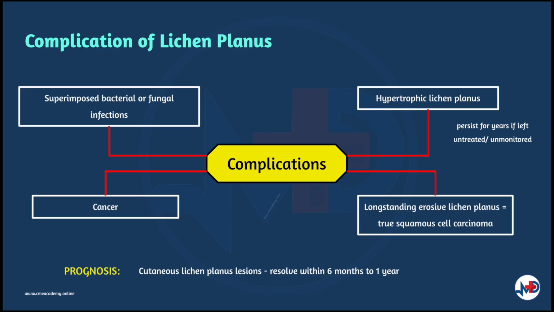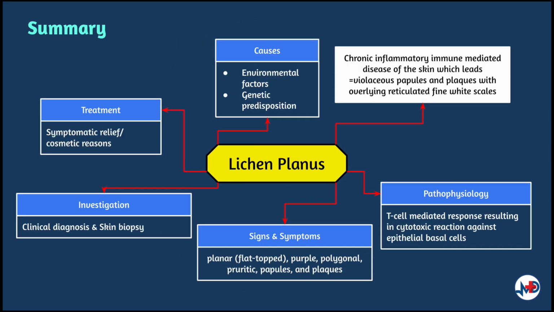Acute complications of lichen planus are superimposed bacterial or fungal infections that require immediate medical treatment. Chronic lichen planus will result in hypertrophic lesions that resemble squamous cell carcinoma and transformation into true squamous cell carcinoma, especially if eroded. Squamous cell carcinoma is more commonly seen in smokers, those with history of cancer at mucosal sites, and in those who have acquired oncogenic human papillomavirus through sexual contacts. Cutaneous lichen planus usually resolves within 6 months to 1 year, while hypertrophic variants tend to persist for years if left untreated or unmonitored. Let's summarize.